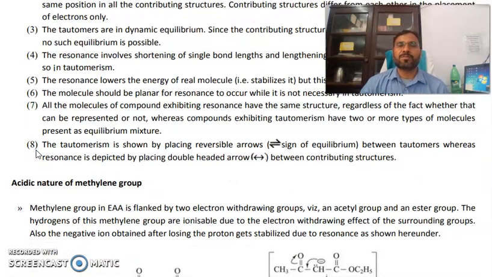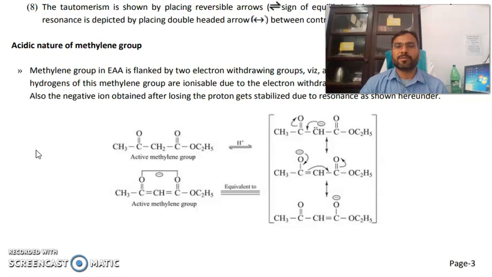Now, the acidic nature of the methylene compound. You know, the methylene group in ethyl acetoacetate is flanked by two electron withdrawing groups, an acetyl group and an ester group. The hydrogens of this methylene group are ionizable due to the electron withdrawing effect of the surrounding groups. Also, the negative ion obtained after losing the proton gets stabilized due to resonance. You can see here the active methylene compound. So what happened here? On removing this proton, the carbanion is resonance stabilized.